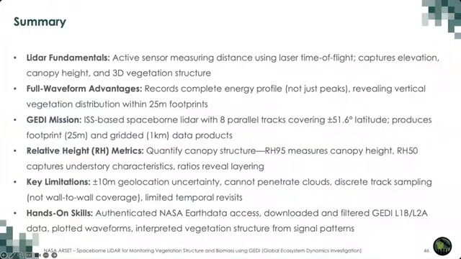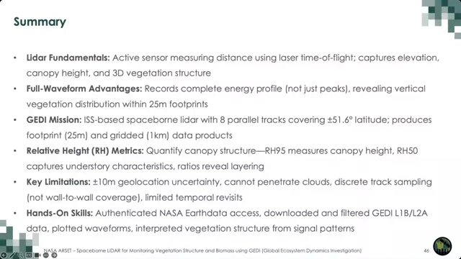Let's review the key concepts from Part 1. First, we covered LiDAR fundamentals. LiDAR is an active sensor that measures distance by timing how long laser pulses take to return. This gives us detailed information about elevation, canopy height, and the three-dimensional structure of vegetation. We learned that full waveform LiDAR, unlike discrete return systems, records the complete energy profile of each pulse. This captures the entire vertical distribution of vegetation within JEDI's 25-meter diameter footprints, providing much richer structural information.